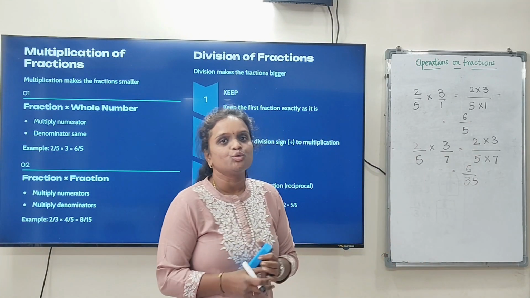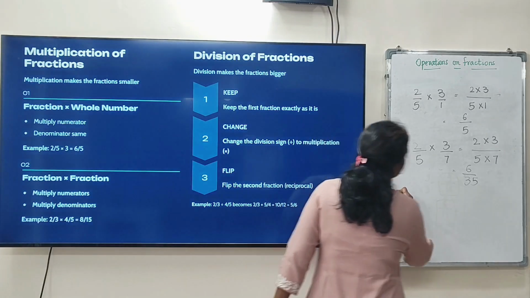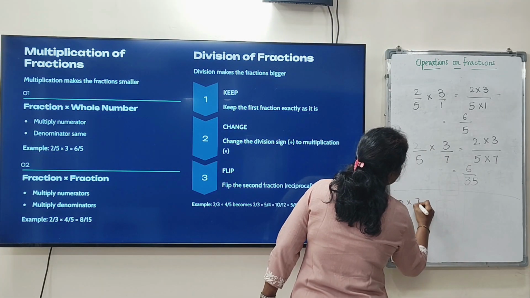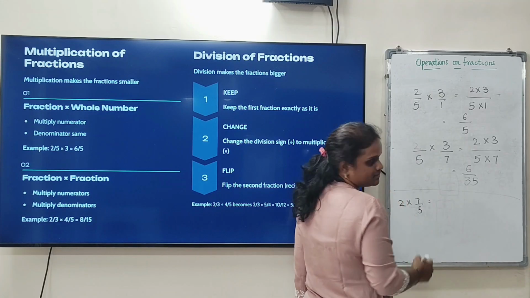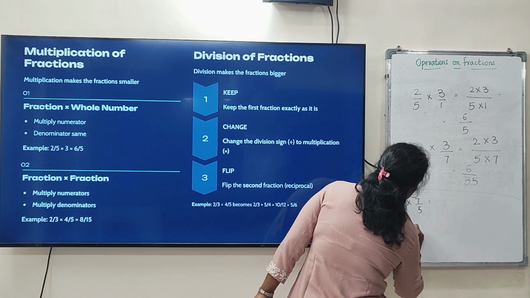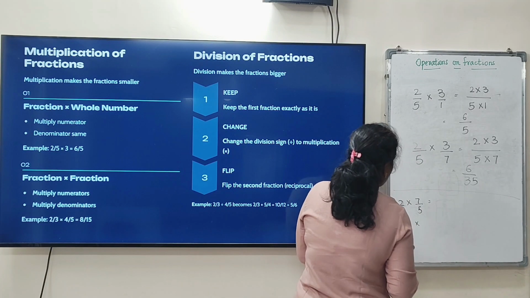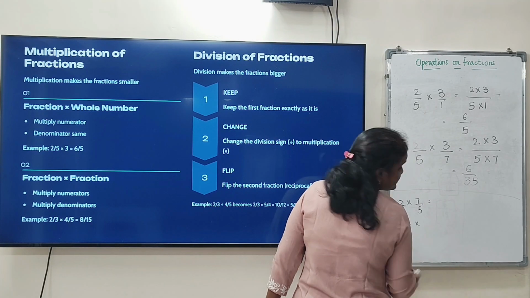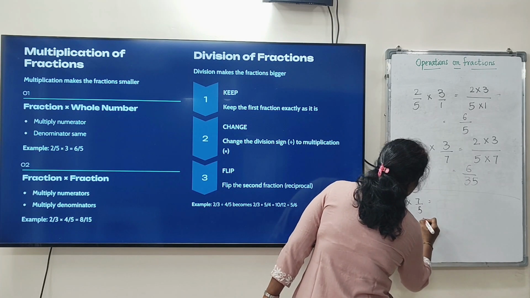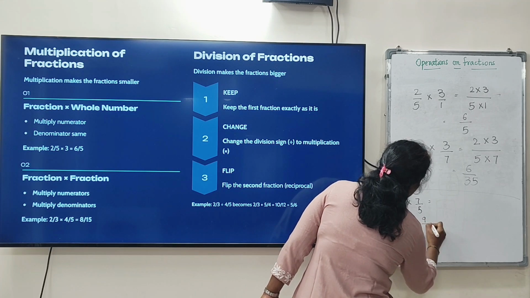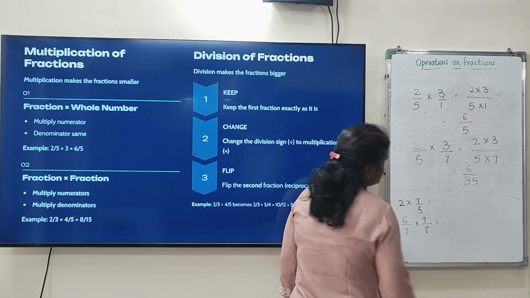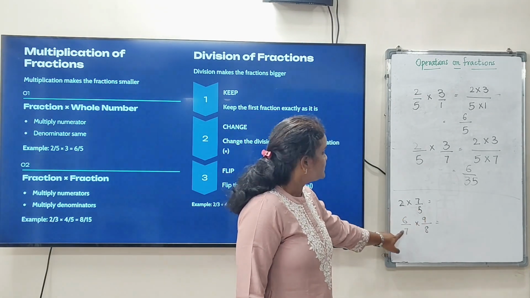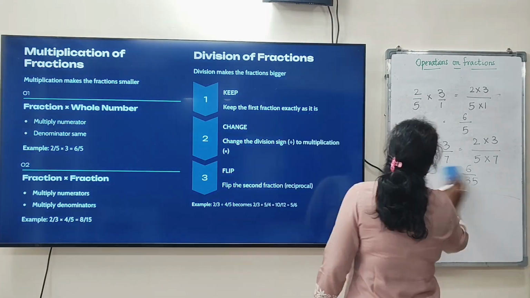Now, I would like you to try two problems. Comment down your answers. 2 into 7 by 5. 6 by 7 into 9 by 8. Comment down your answers. 2 into 7 by 5, 6 by 7 into 9 by 8.